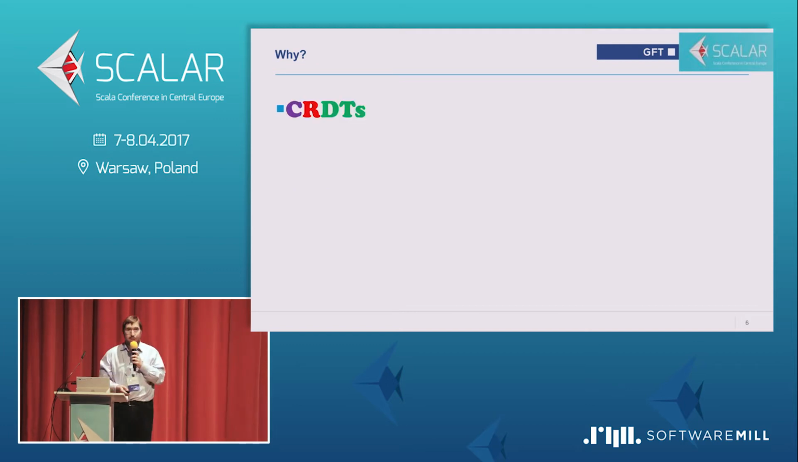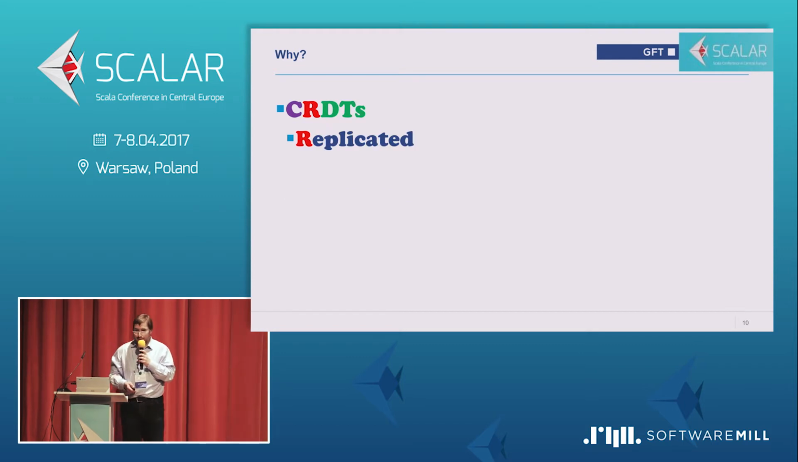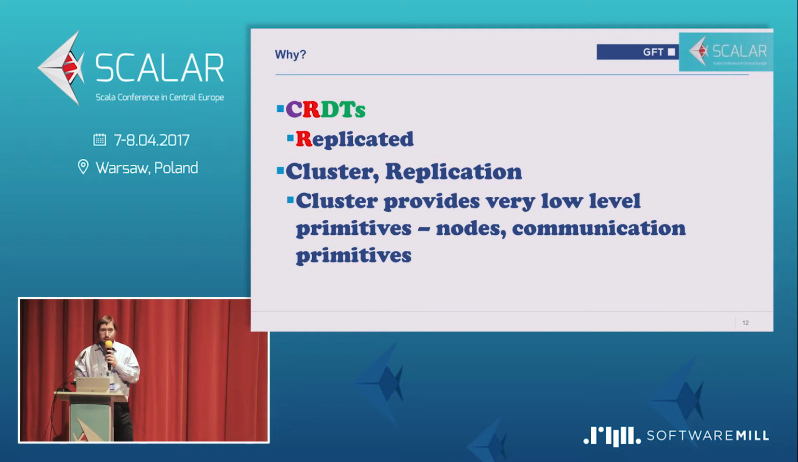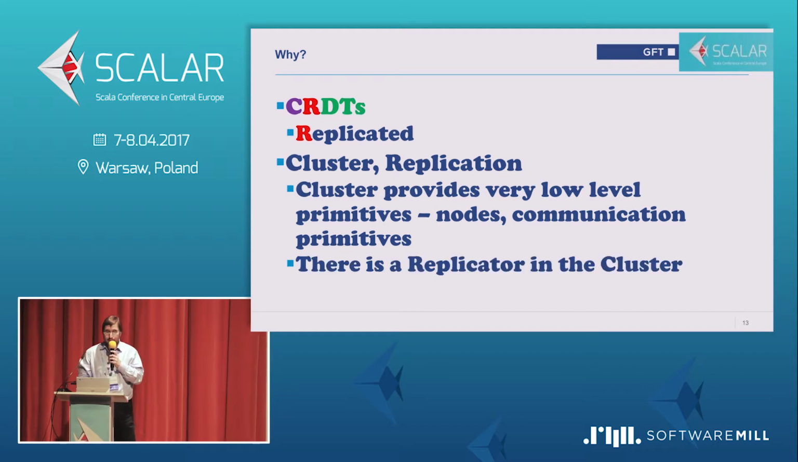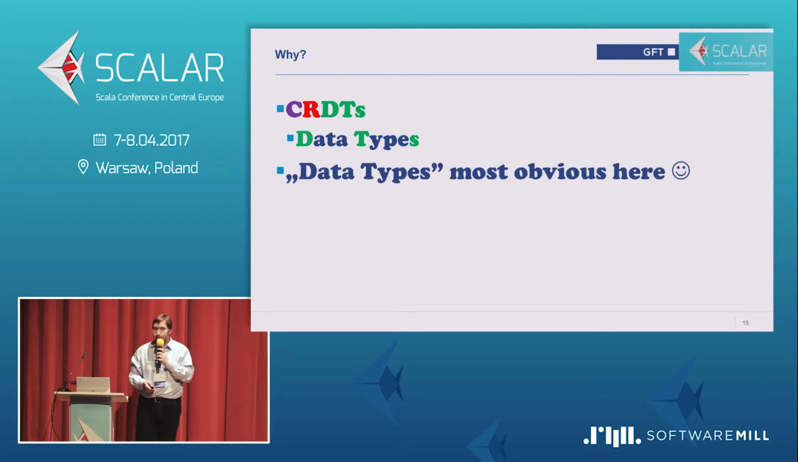Okay, CRDTs, maybe let's start with actually talking about this acronym. C stands for, okay, in a minute. R stands for replicated, which means that there is some cluster, idea of cluster, of nodes. It's a distributed system. Every system nowadays is a distributed system, so CRDTs look like something usable there. And replication, okay, so the cluster will need only to provide very low-level primitives, nodes and communication like RPC, which Akka Cluster actually does. And there will be a replicator. I will talk about the replicator later. DT stands for data types. All right, that's kind of obvious.